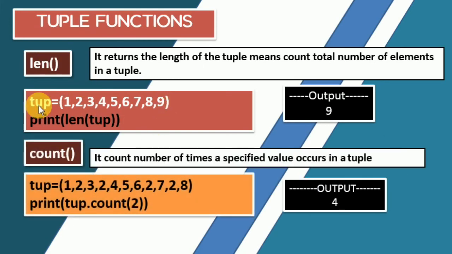Next is count. List count and this count are the same. What is the work of this? It will count how many times a particular value occurs in a tuple. So if we need to search for 2 inside this tuple, it will count and display the number of times that 2 is inside the tuple. The 2 appears 1, 2, 3 and 4 times. When we write tup dot count bracket 2, it counts that 2 inside the tuple and displays the answer 4.